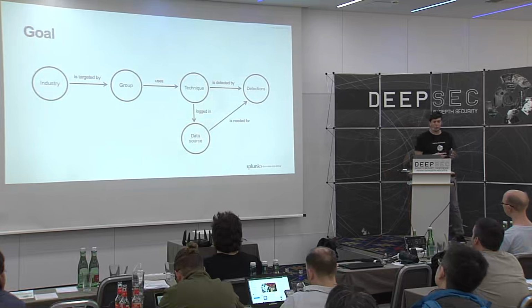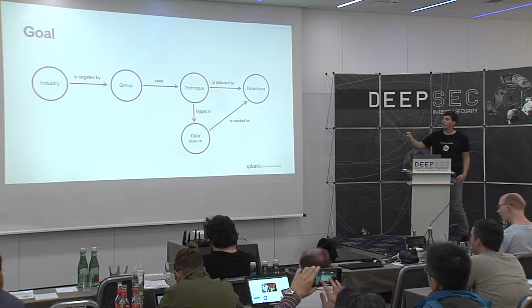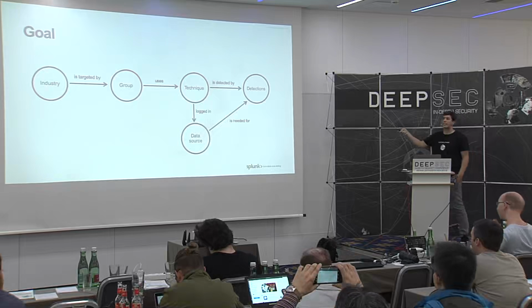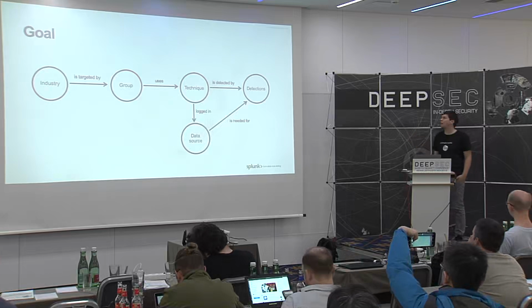So what we achieved now is that we mapped a specific industry, or we can also take all APT groups, mapped it to detections, and found the right data sources for our detections.